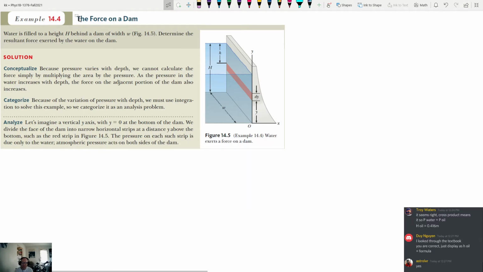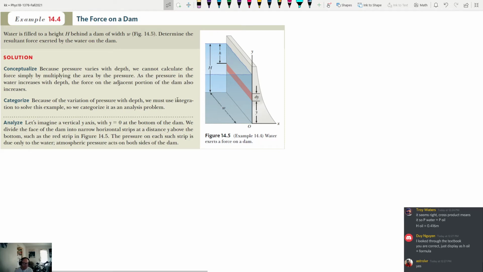So what we're going to be doing on this problem is looking at the force on a dam, okay? So here's our dam. You can see that it's drawn three-dimensionally here. You can see that the dam is kind of curved so that there's more material holding back the water at the bottom. On the left-hand side, it's a dam. So what does a dam do?